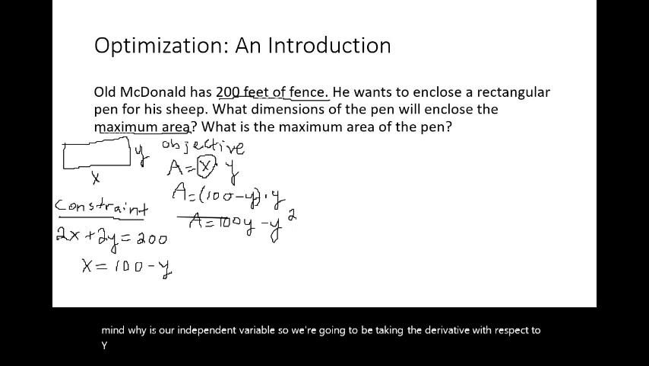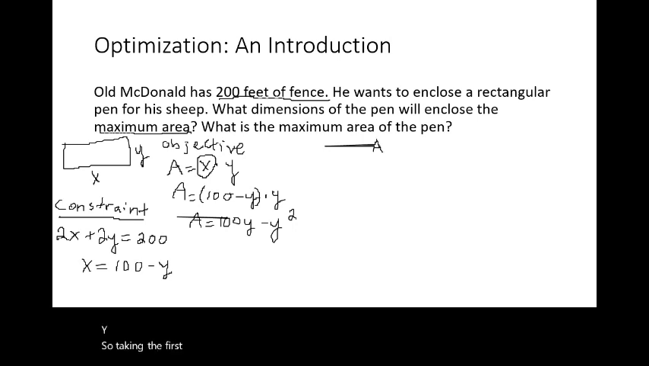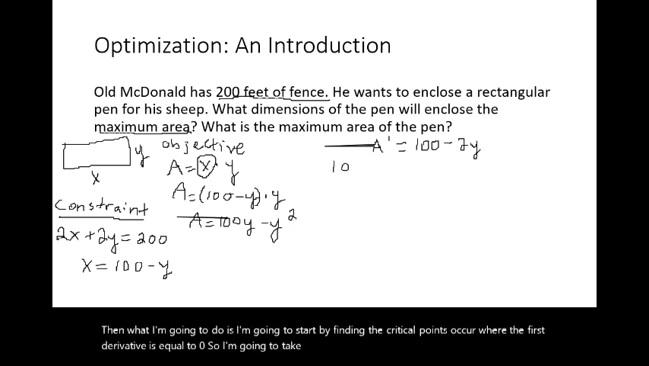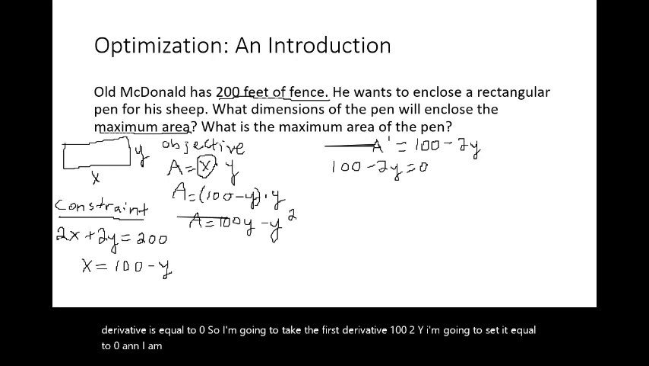So, taking the first derivative, we have A prime equals 100 minus 2y. Then I'm going to start by finding the critical points. The critical points occur where the first derivative is equal to 0. So I'm going to take the first derivative, 100 minus 2y, set it equal to 0, and solve for y. When you solve for y, you get y equals 50.